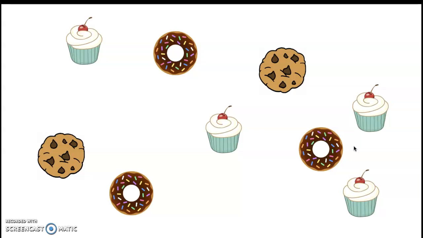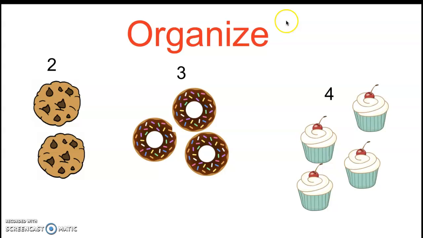So the first part in getting my data or information ready to graph on a bar graph is to organize it. Do I have my data or information in groups? No. So first I need to organize it in groups. So this is the word organize. Can you say organize? I put my cookies in a group, my donuts in a group, and my cupcakes in the group. Now that I have them grouped together, I can represent this information on my bar graph.